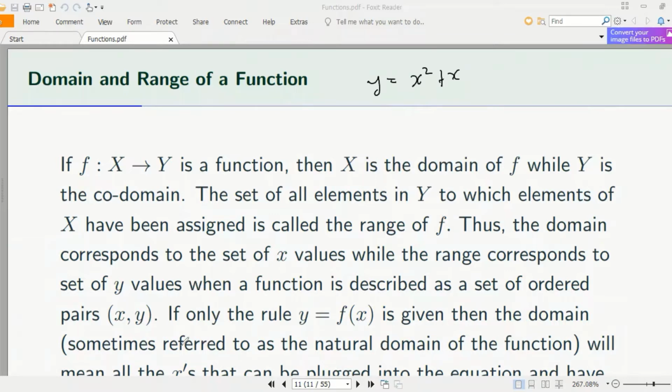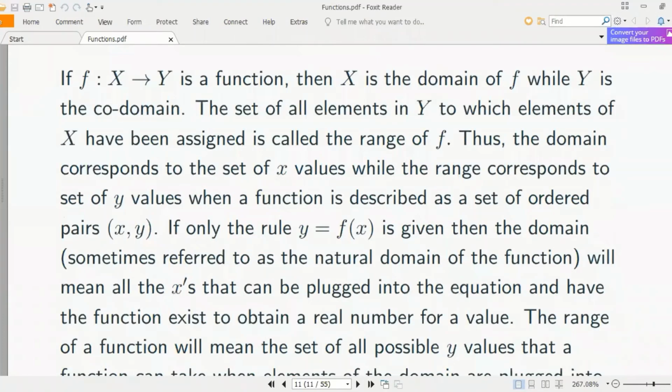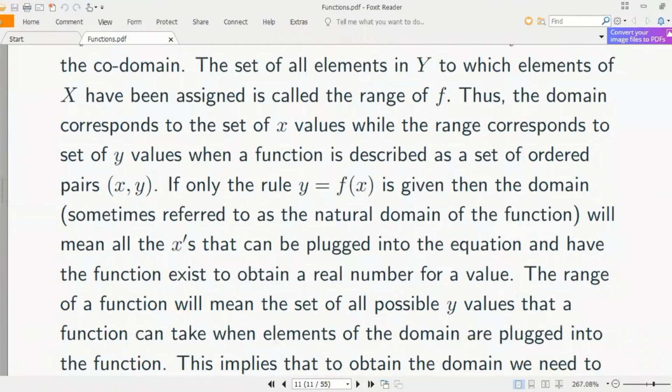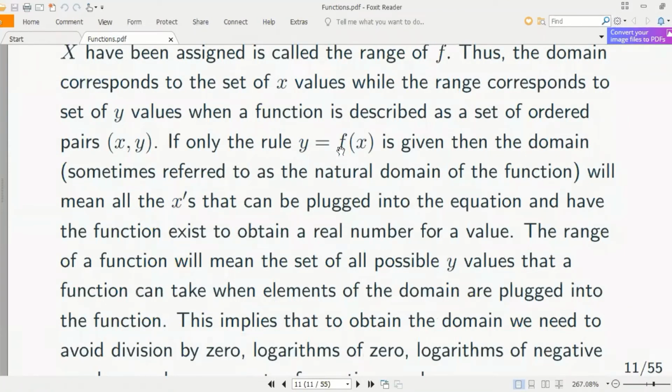If only this is given, then this is very important. The domain, sometimes referred to as the natural domain of the function, will be, let me just delete this and then we scroll down. That is the whole thing. So if only this function is given, then the domain will mean all the x's that can be plugged into the equation and have the function exist to obtain a real value.